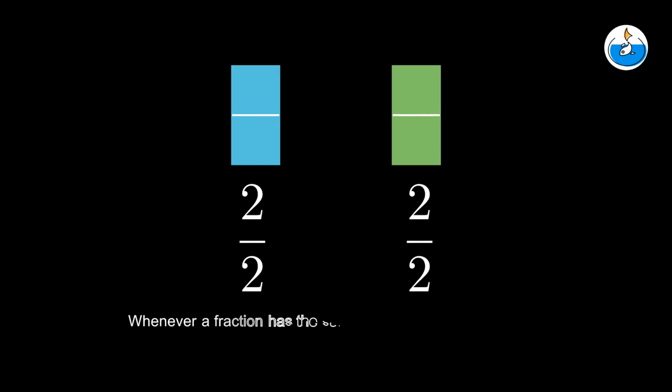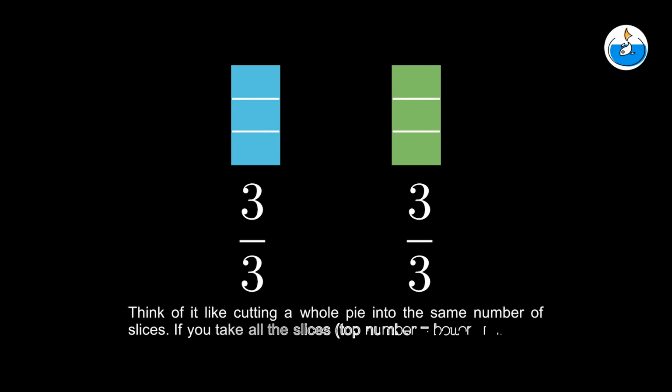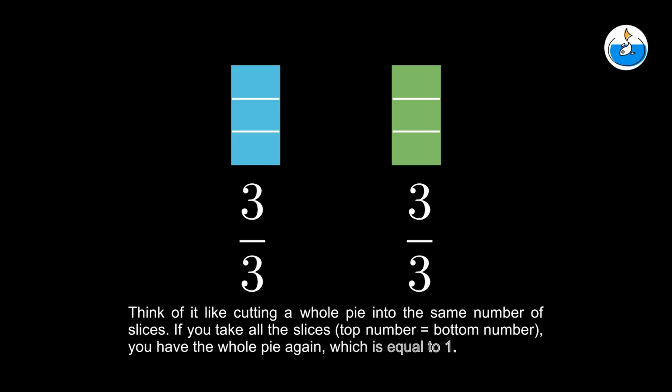Whenever a fraction has the same number on top and bottom, it equals 1. Think of it like cutting a whole pie into the same number of slices. If you take all the slices, top number equals bottom number, you have the whole pie again, which is equal to 1.